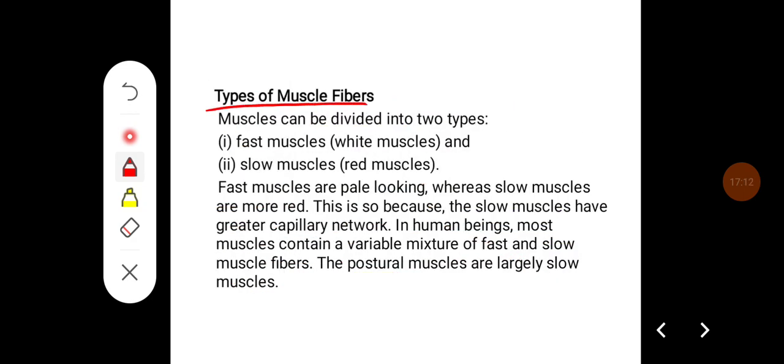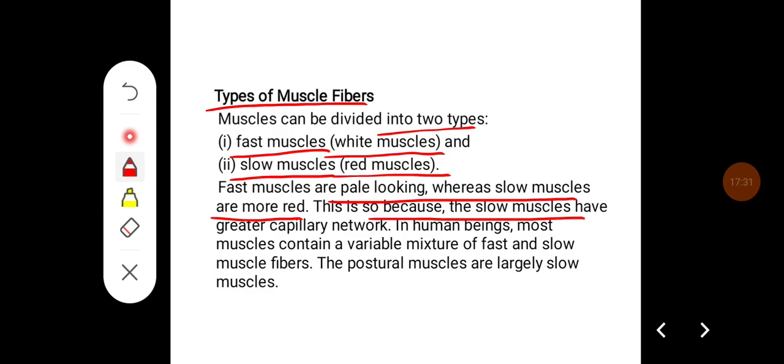Types of muscle fibers. Muscle fibers can be divided into two types, that is fast muscles or slow muscles. The fast muscles are also called white muscles and slow muscles are red muscles. Fast muscles are pale looking whereas slow muscles are more red. This is so because the slow muscles have a greater capillary network. In human beings, most muscles contain a variable mixture of fast and slow muscle fibers. The postural muscles are largely slow muscles.